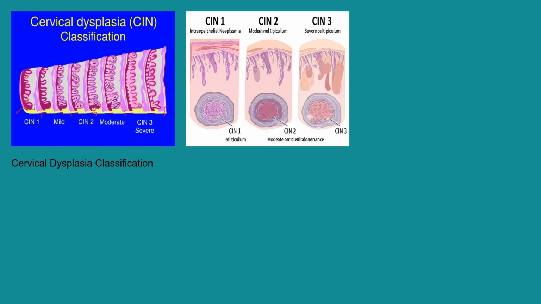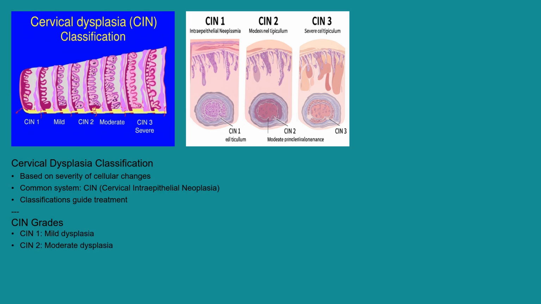Cervical dysplasia is classified into different grades based on the severity of the cellular changes. The most common classification system is CIN. CIN1 refers to mild, CIN2 to moderate dysplasia, and CIN3 to severe dysplasia or carcinoma in situ, meaning cancer cells are present but have not spread beyond the surface of the cervix. These classifications help guide treatment decisions.